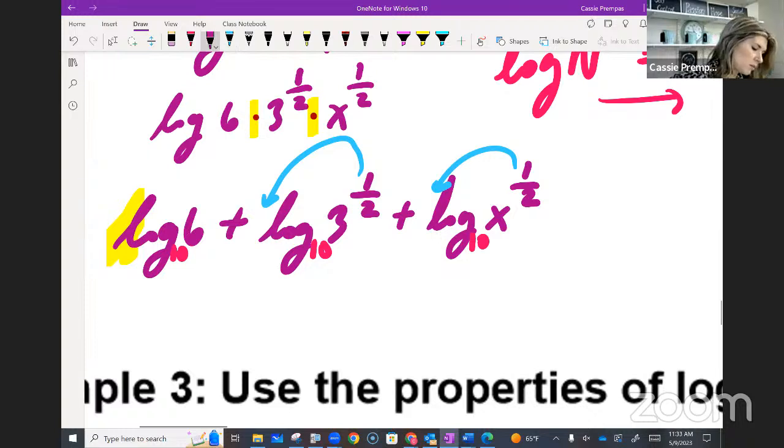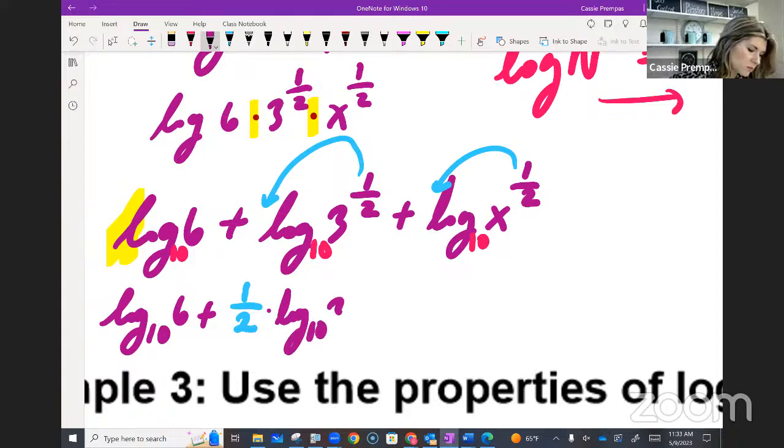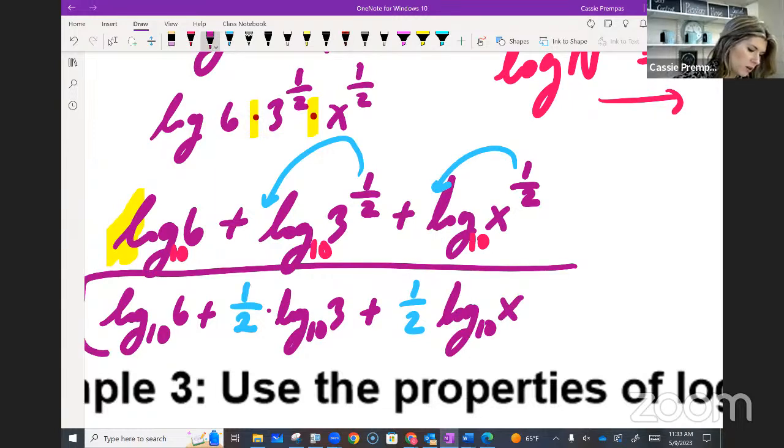So this is going to become log base 10 of 6. I don't have to write base 10, but it's good to know. Plus, bring that 1/2 right in front. Plus 1/2 times log base 10 of 3. Plus 1/2 times log base 10 of x. And that would be the final answer.